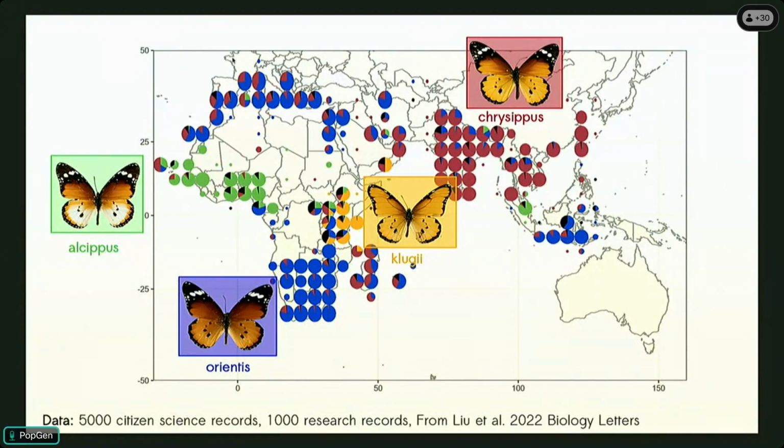Southern Europe and North Africa is a part of the range where the butterfly is expanding, and we see some interesting polymorphism there between this lighter colored morph that you find in Asia and the darker colored one that we find in Southern Africa.